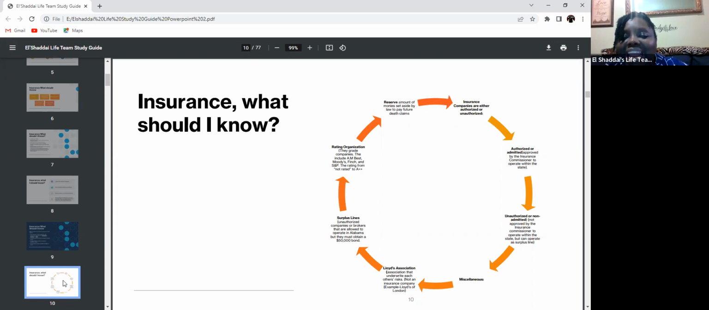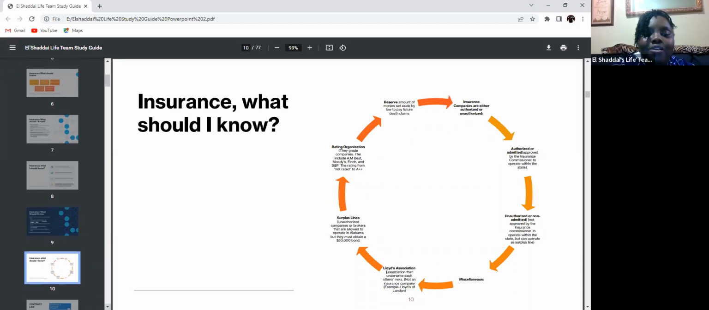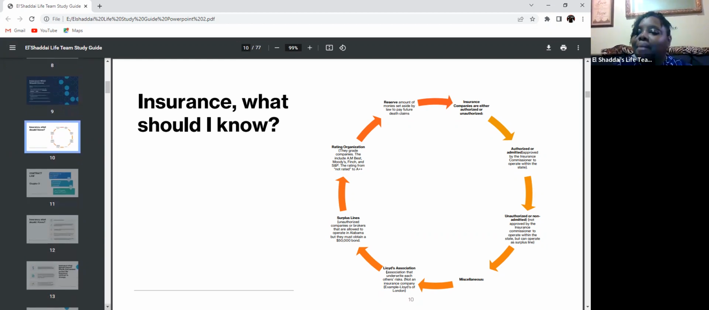All right. Rating organization. They grade companies. Include AM Best, Moody's, Fitch, and S&P. The ratings from not rated to rated AA. Okay. What about reserve? Reserve is an amount of money set aside by law to pay future claims. It's an amount of money set aside to pay future claims.